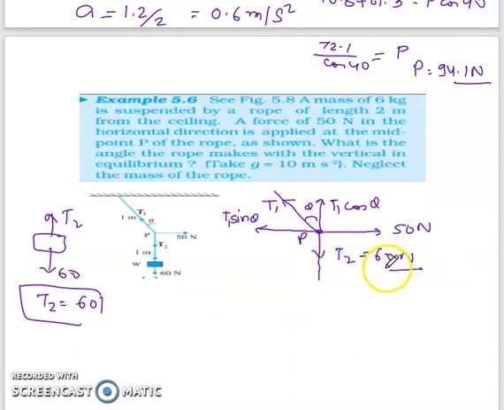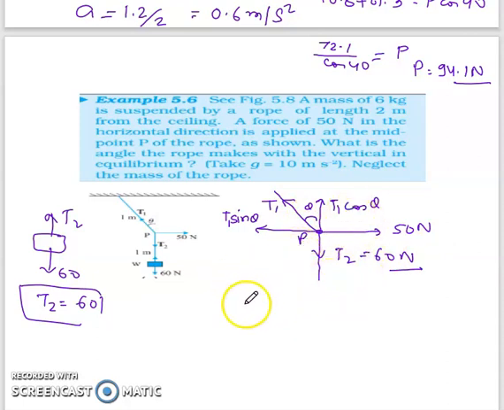Now let's read the question. A mass of 6 kg is suspended by a rope, which is why 60 Newton is given here. A force of 50 Newton is applied in the horizontal direction at the mid of the rope as shown. What is the angle of the rope with the vertical in equilibrium? This is a case of equilibrium, which means it is not moving. So you can resolve the horizontal and vertical components.